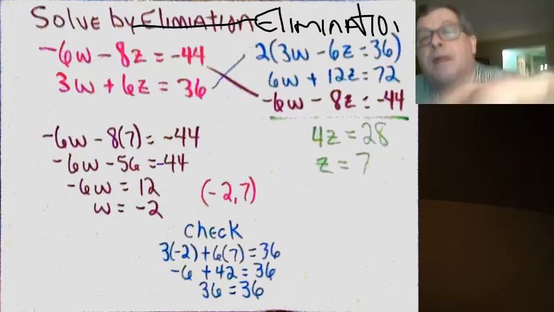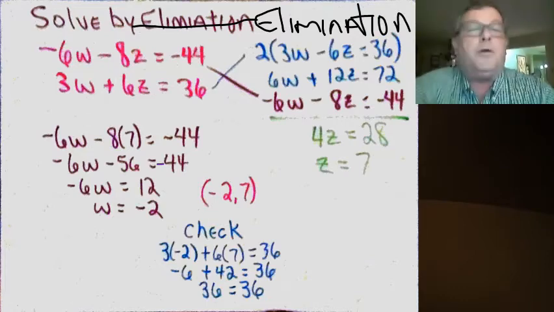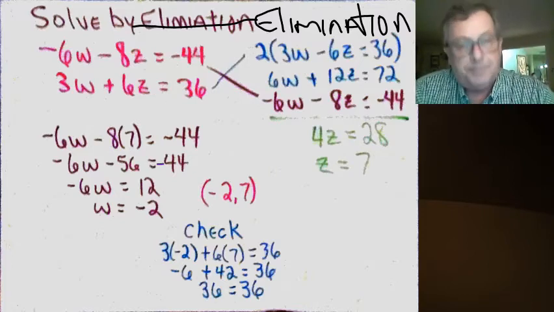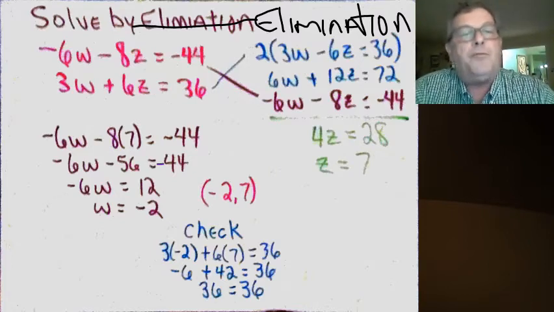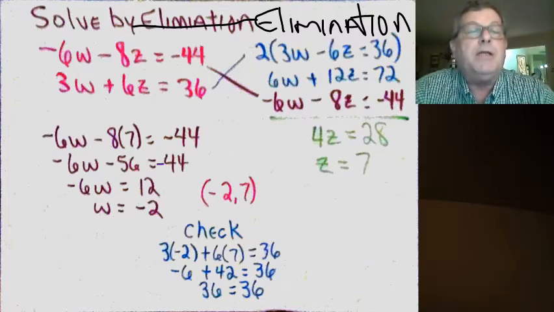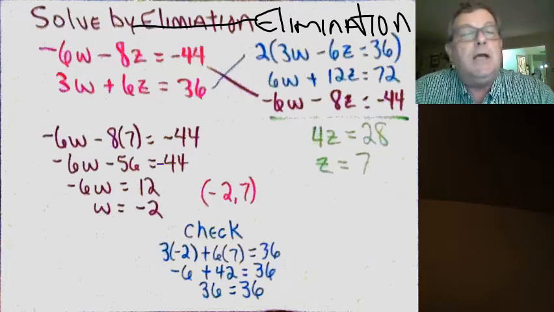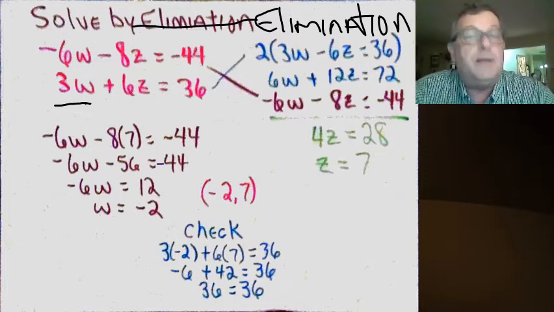Anyway, I've got two linear equations here. I've got minus 6w minus 8z equals minus 44, and 3w plus 6z equals 36. Now, in looking at these two equations, I see if I could multiply this 3w by 2, then I'd have a minus 6w and a 6w, and I could clear it out.